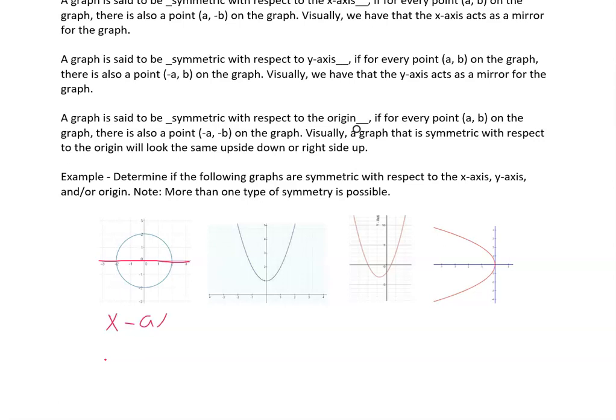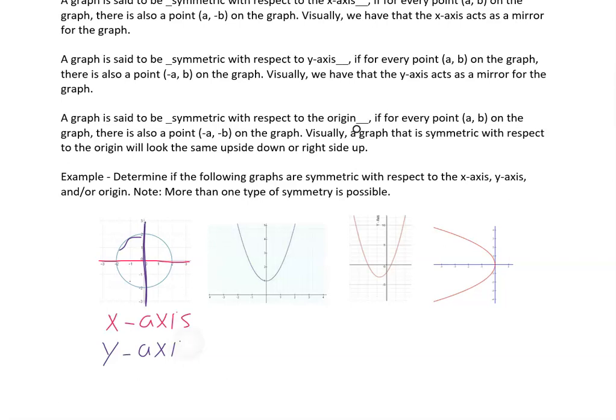However, we can't stop there because remember, it is possible for a graph to have more than one type of symmetry. So now we need to check, okay, well, what about with respect to the y-axis? So again, if we were to draw a line on the y-axis, would this half of the graph match up with this half of the graph? And the answer is yes, it would. So this one is actually symmetric with respect to the y-axis as well.